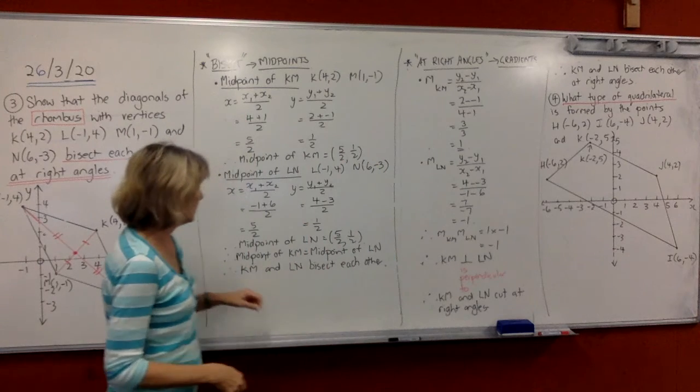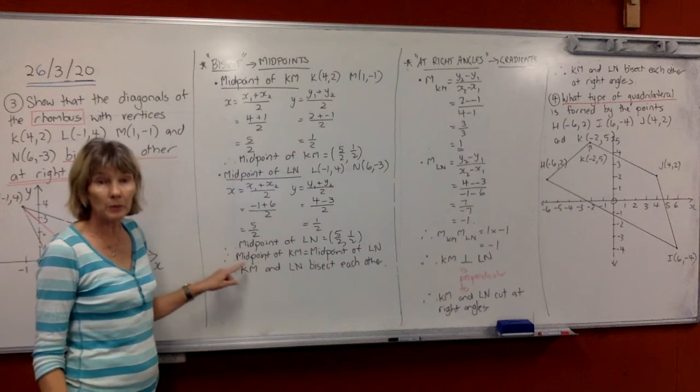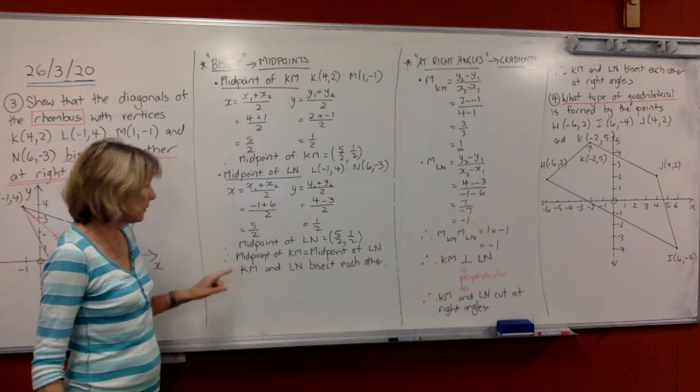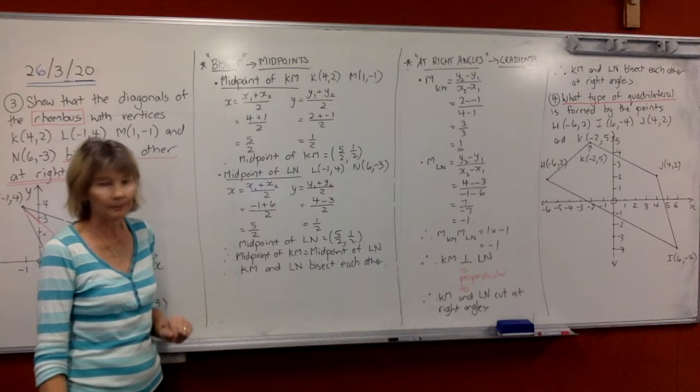But you write it like this. After you've found the two midpoints, you have to say that those midpoints are the same. So midpoint of KM equals the midpoint of LN. And then you can say, therefore, KM and LN bisect each other.